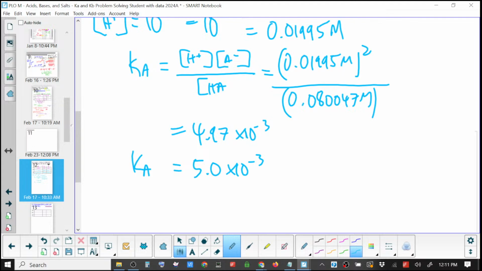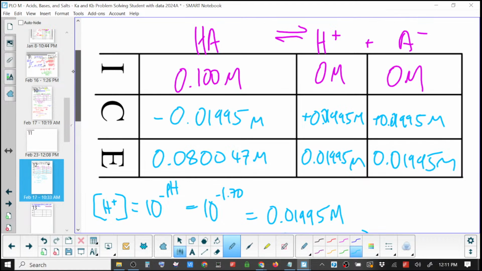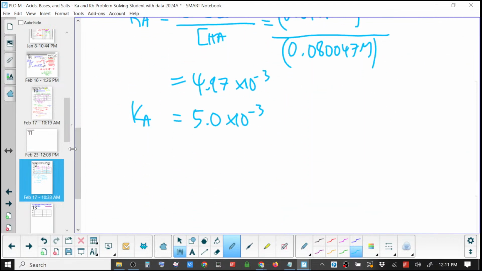I think when I originally did that question, I wanted it to come out to 5.0 times 10 to the minus 4. I think I must have put in a slightly off value. Or maybe that pH reading doesn't have enough sig figs. No, because it'd be out by a factor of 10. That is the correct math, though.